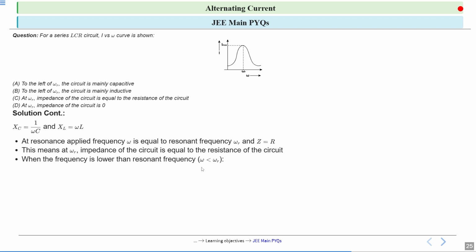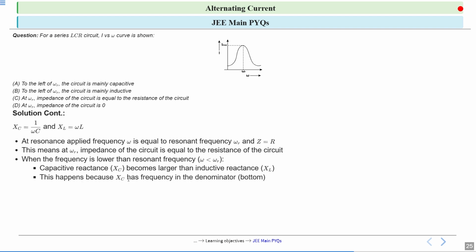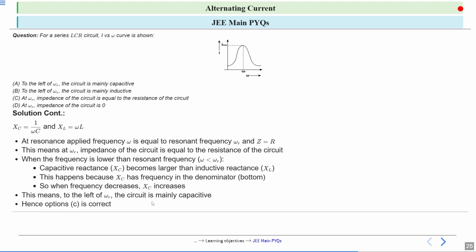So when the frequency is lower than the resonant frequency, that is omega less than omega R, capacitive reactance XC becomes larger than inductive reactance XL. Okay, this happens because XC has frequency in the denominator, the bottom. So when frequency decreases, XC increases. That means to the left of omega R, the circuit is mainly capacitive. Hence option C is correct. Okay.